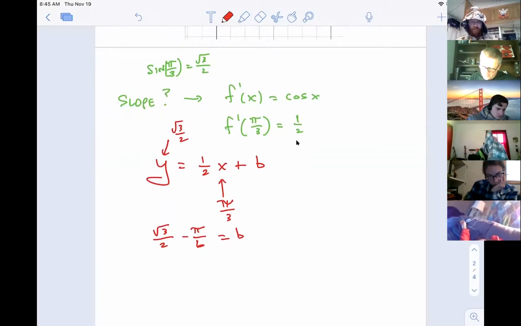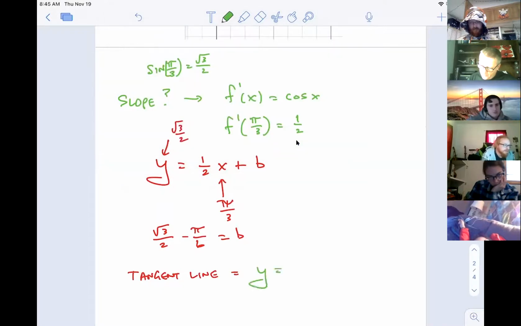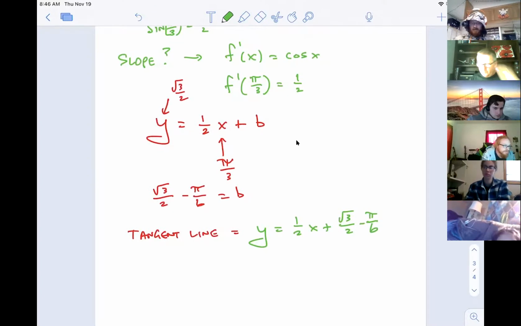So my tangent line, should be doing this in green. Maybe I'll switch. My tangent line is y equals 1/2 x, and then my b is, well, this kind of ugly expression. Yeah, I guess you could make it 3 times square root of 3 minus pi over 6, but that's kind of whatever. Yep, well said. In other words, I could find a common denominator and add those together, and so that's certainly an option.